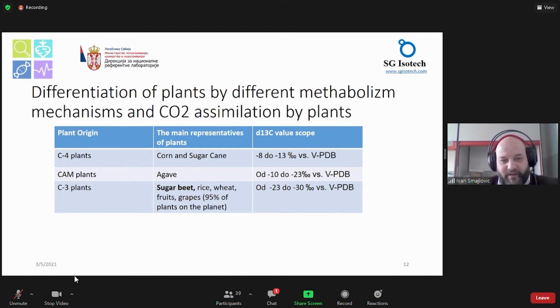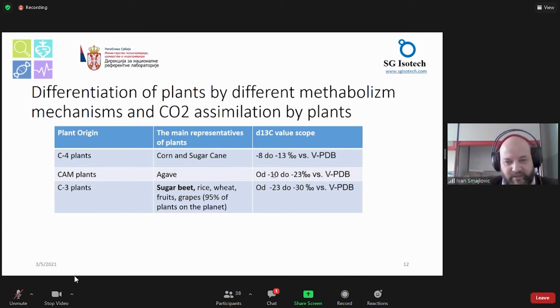So how do we differentiate them? By delta 13C value. For C4 plants, this range will be from -8 to -13 per mil versus VPDB. For carbon, we use the reference material VPDB. This per mil means the delta value, which can be written as D or as sigma. So if you are running samples for carbon, all C4 plants will be in this range, differing from the VPDB reference material by 8 to 13 per mil in minus.